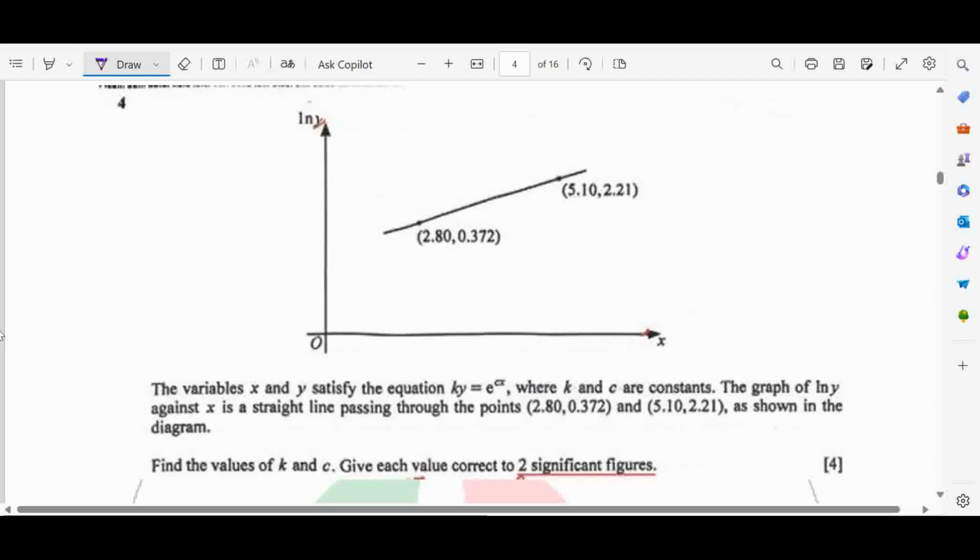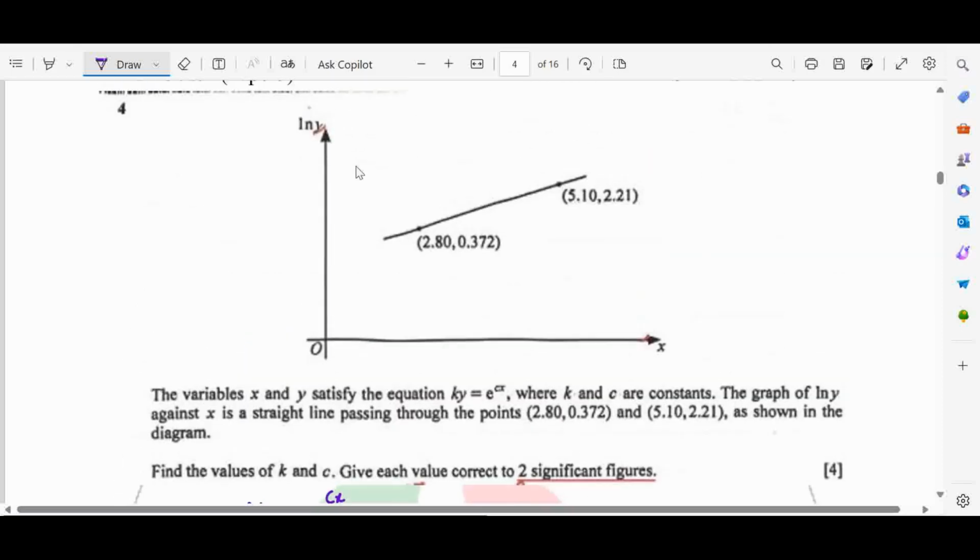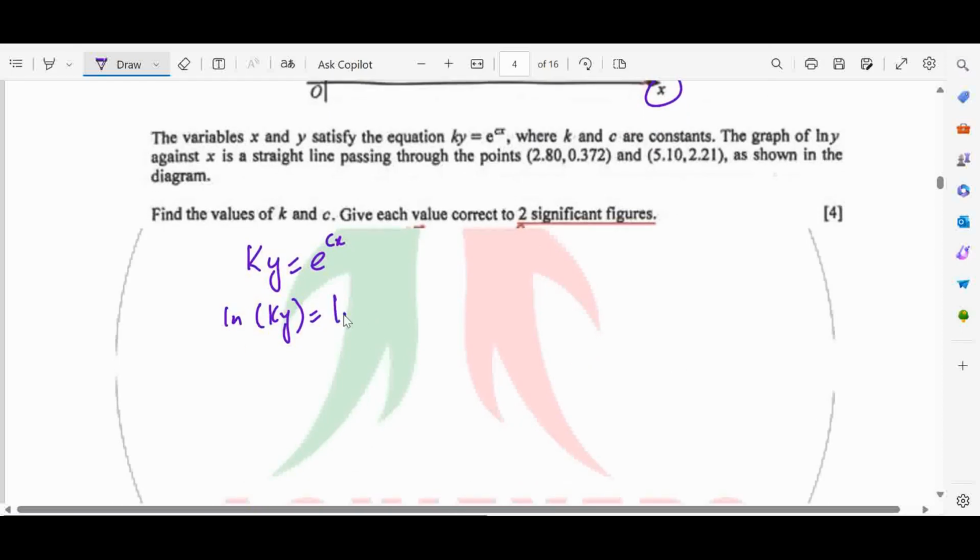Now first of all, we know that ky is equal to e power cx. Let me write it over here. ky = e^(cx). Now if we take natural log on both sides, we know that on the y-axis it's natural log of y, and on the x-axis it's x. So now take natural log on both sides. This will be natural log of k plus natural log of y is equal to cx natural log of e.